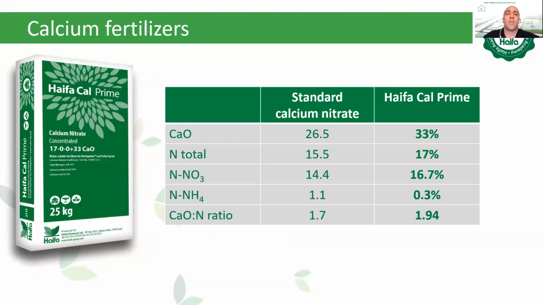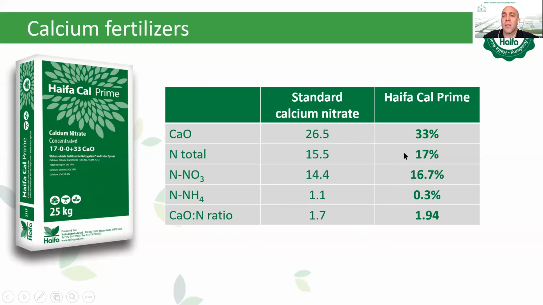The most common calcium fertilizer is calcium nitrate. Of course, a couple of types of calcium are available from Haifa. We have the standard calcium nitrate, which contains, as you can see right here, ammonium. And we have the calcium nitrate Haifa Cal Prime, which contains a minute amount of ammonium. So if you do not want to have ammonium, or you want to better control the ammonium supply to the plant, you can use Haifa Cal Prime calcium nitrate.